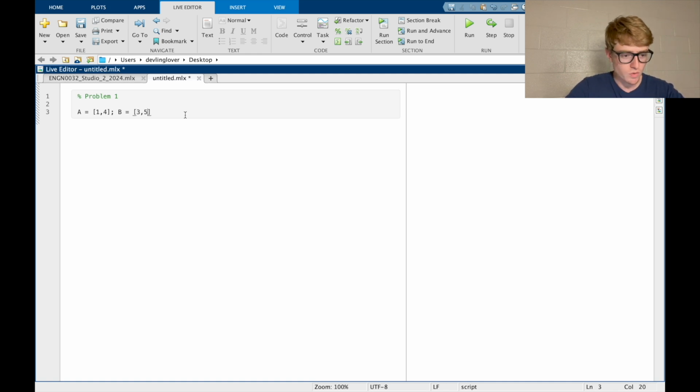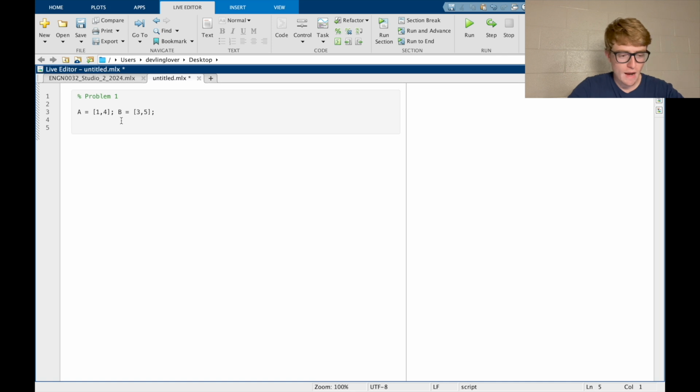Okay, so let's move on and do B. I can either write B on the same line or use a different line. Doesn't matter at all. I'm going to put a semicolon on that and put it on the same line. You can totally do it on 2 separate lines. It doesn't matter. MATLAB doesn't care about that.